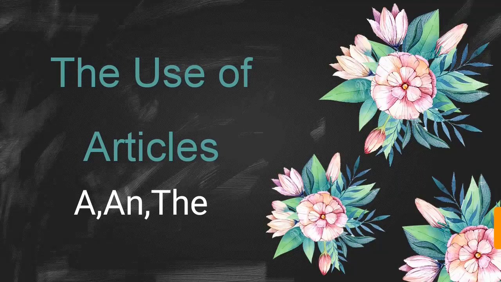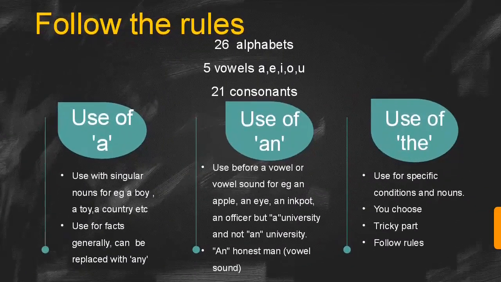Nouns are names of a person, place, animal, or a thing we generally use in our conversation. My dear listeners, I know you're very intelligent and you know that there are 26 alphabets in the English language, out of which there are 5 vowels A, E, I, O, and U, and 21 consonants. Let's start with discussing the use of the first article A.